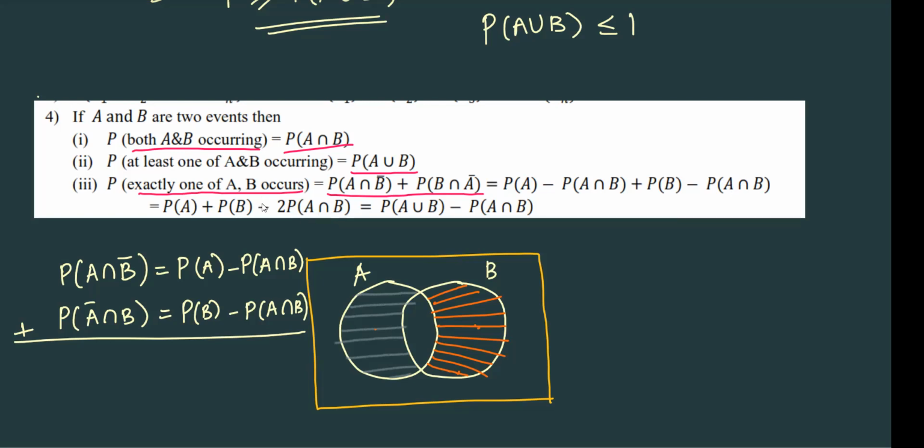Now take one of them, minus P of A intersection B, and add with P of A plus P of B, you get P of A union B. So you get, see here, A union B total minus A intersection B. That's all. Total A union B minus this gives exactly one of A or B occurring. So this result is an important result. P of A intersection B bar plus P of B intersection A bar is P of A union B minus P of A intersection B.